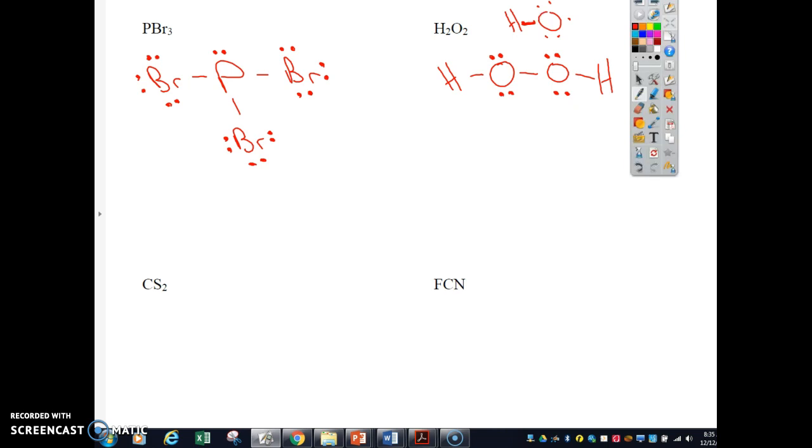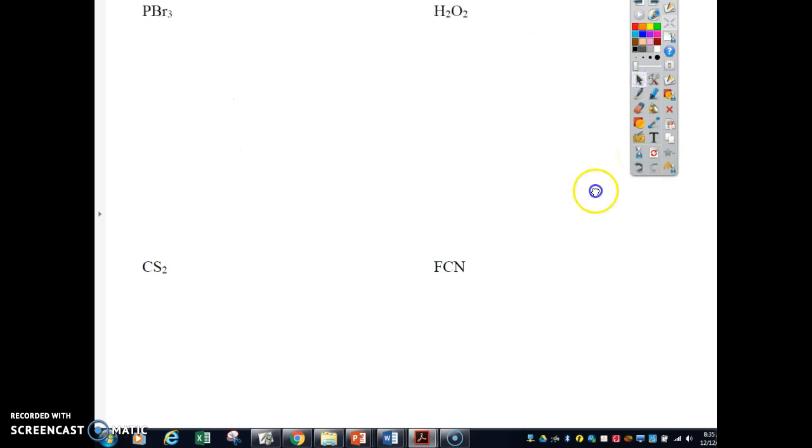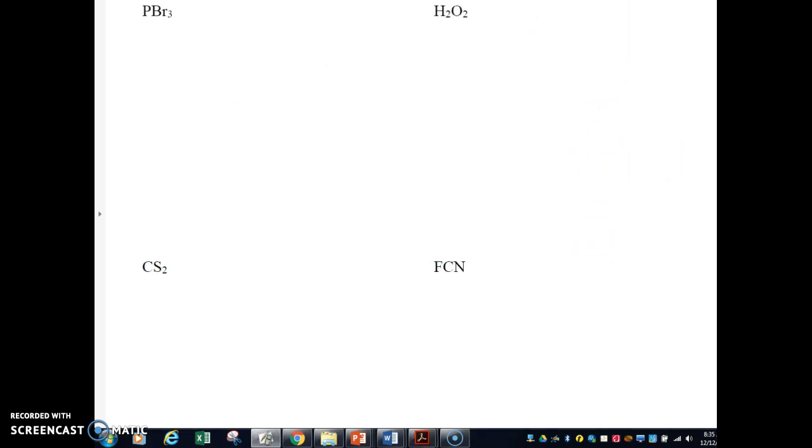Now, there are going to be times where you might have to use multiple bonds, so double or triple bonds. So CS2, for example, well, carbon forms 4 bonds because it has those 4 valence electrons that it can share. So for carbon, I'm only drawing 2 bonds right now because it only has 2 sulfurs to bond with. But there's a problem here.